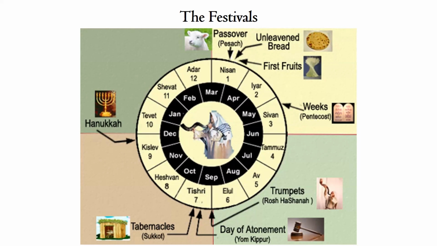And if you remember, they were supposed to take a lamb, kill the lamb, and paint the blood on the door frames of their houses, the Israelites, so that the angel of the Lord would pass over their homes and bring death upon the Egyptian homes. So finally the Pharaoh would let the people go.